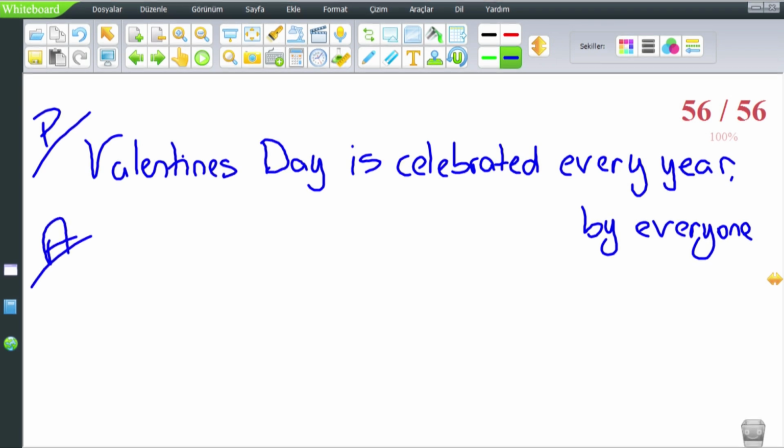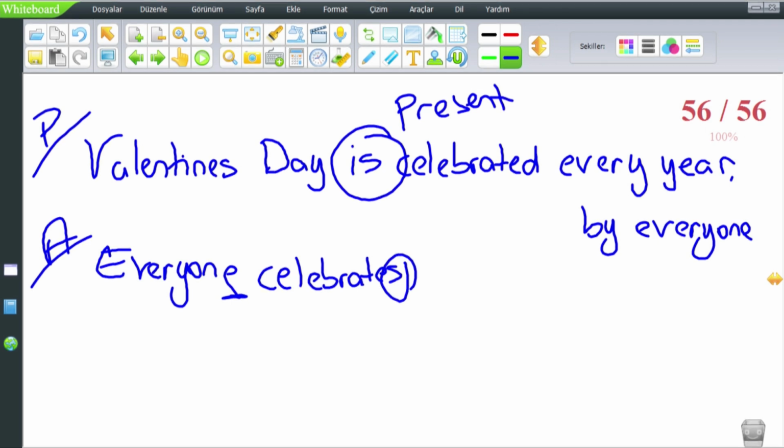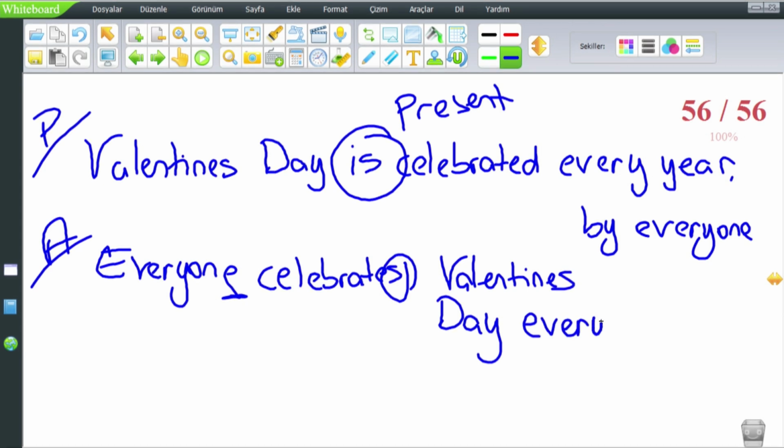In order to rewrite the sentence in active voice, I am going to take my subject and put it in the beginning of my sentence. Everyone, this is in present simple. The tense in the sentence is present simple. Everyone celebrates. This is singular. That's why I used s. Celebrates Valentine's Day every year.